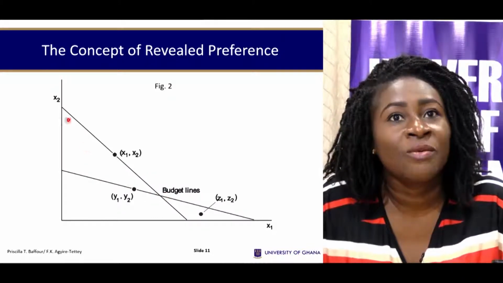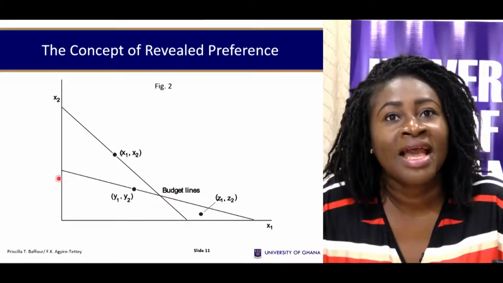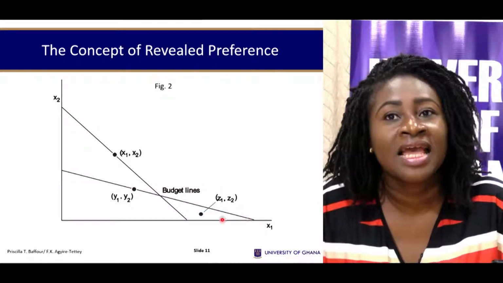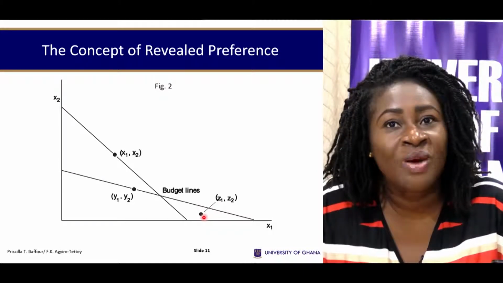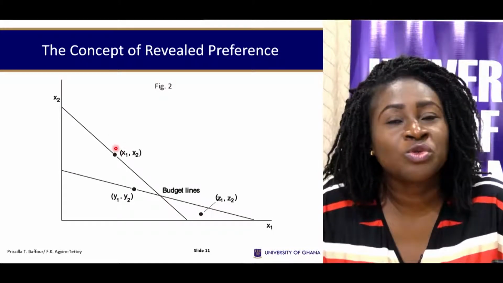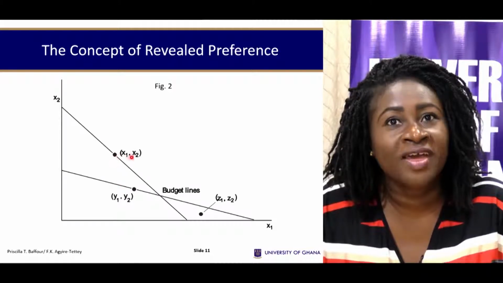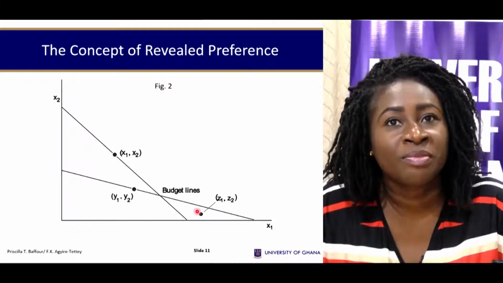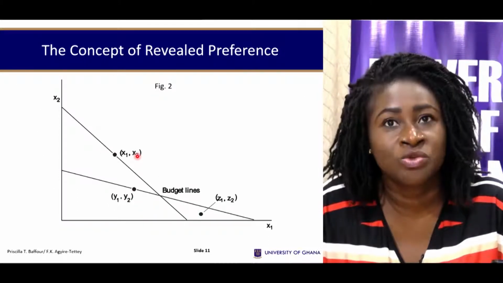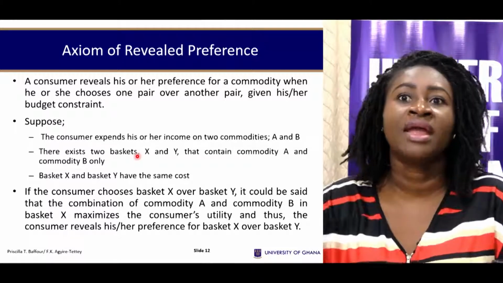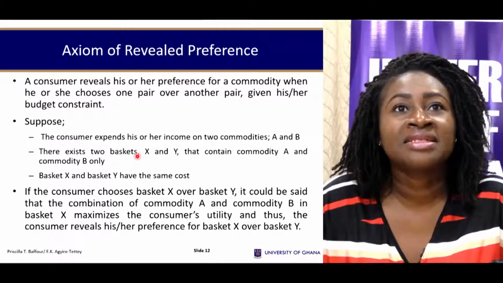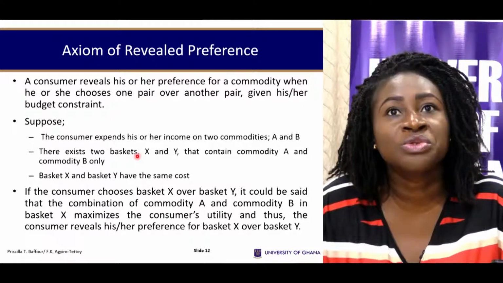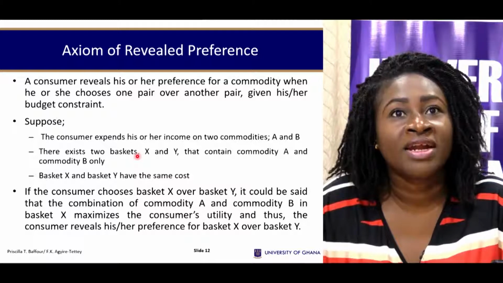You see that we have the original budget line and another budget line, based on the prices of the commodities. And you can tell that (Z1, Z2) is here. Obviously, the consumer has revealed a preference for (X1, X2) over (Y1, Y2), so would obviously prefer (X1, X2) over (Z1, Z2). Right. In terms of the axioms, the consumer reveals his preferences for commodities. He chooses one pair over another.